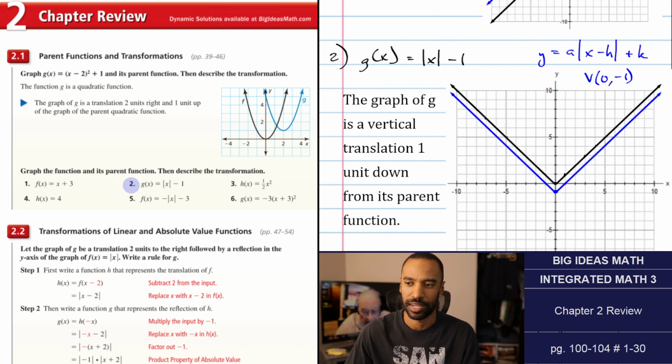And it is, again, translated down 1 unit this time. And you literally saw me do that to make this actual graph itself. So that's what we're doing there. That is number 2. All right, number 3 is a quadratic function.